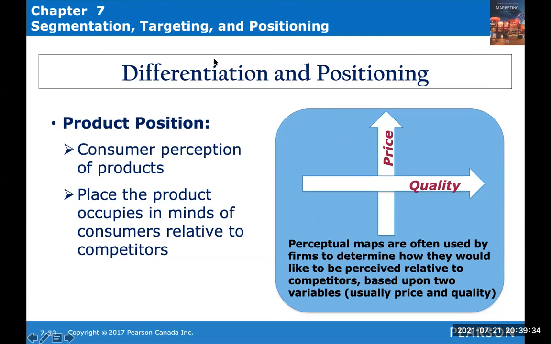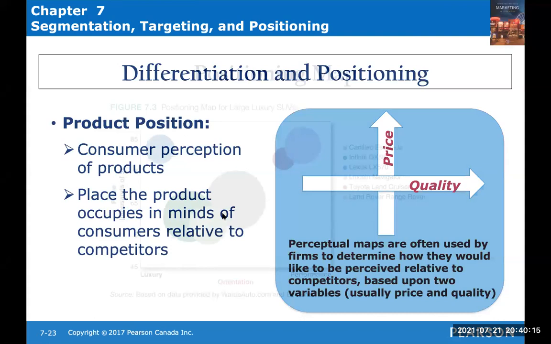So product position is the place the product occupies in the mind of the consumers relative to the competitors. In other words, the perception they have of your product in comparison to the perception they have of the products offered by your competitors. So there are what they call perceptual maps that are used in marketing. Perceptual maps are often used by firms to determine how they would like to be perceived relative to competitors based upon two variables, usually price and quality.